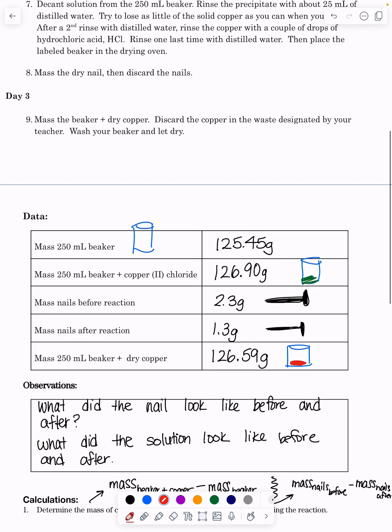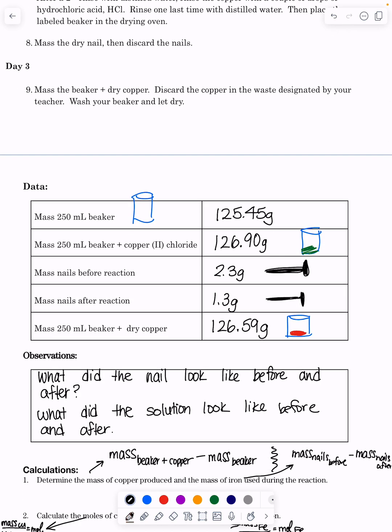And so things that you had to notice, or observations. What did the nail look like before and after? What did the solution look like before and after, right? There was a color change. There was something red forming. That was copper that was forming. It looks like the nail changed color too. It went from black gray to red. The nail decreased in mass. These are things that you have to write down for observations.